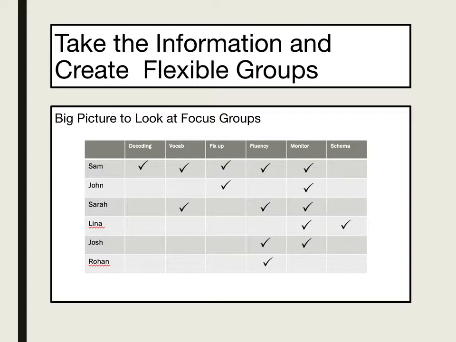The other thing that you'll be able to identify by approaching it using a checklist like this is that you'd be able to create a group with Sam, Sarah, Josh, and Rohan working on fluency. So this gives you a very good snapshot, and it's a quick and easy way of determining whole class needs, individual needs, and then small group needs.